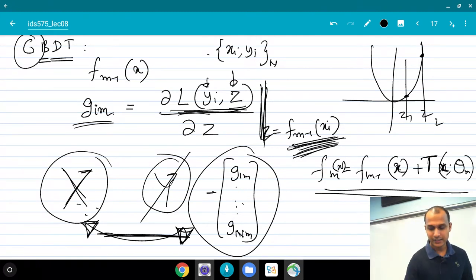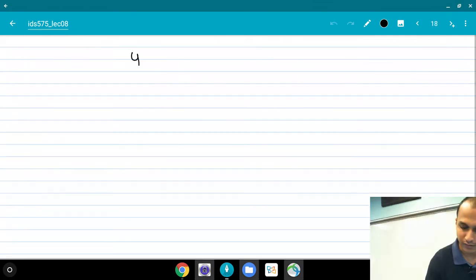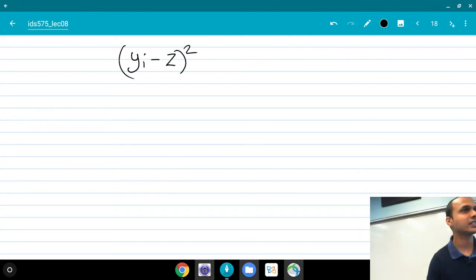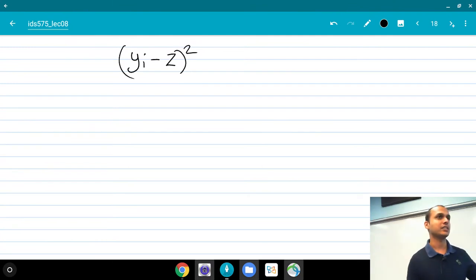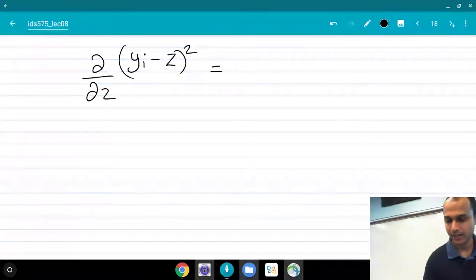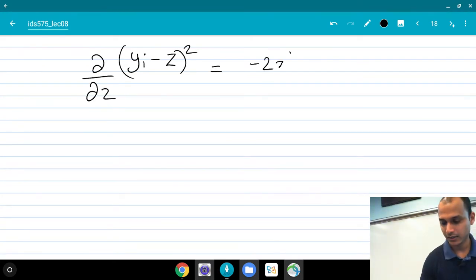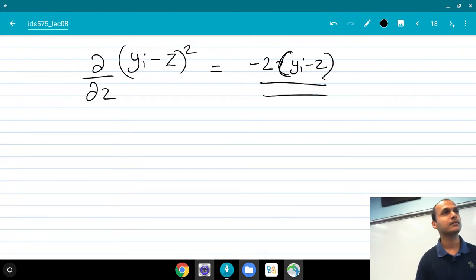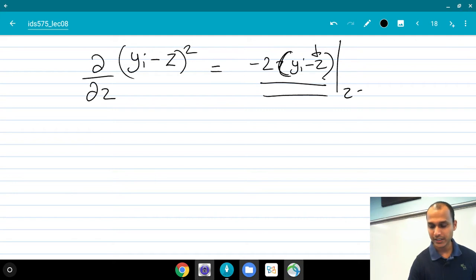See, z was free. I could choose anything. Let's be specific and say the loss function is squared loss: (y_i - z) the whole square. This is pretty much the function for the ith observation. I want to find the derivative with respect to z. This is minus 2 (y_i - z). That's it. But it involves z, so I need to set it to some value.